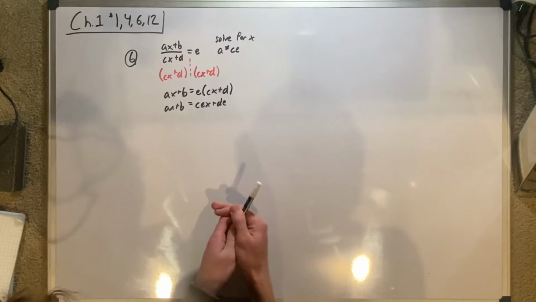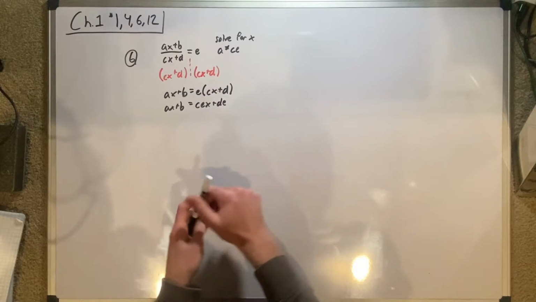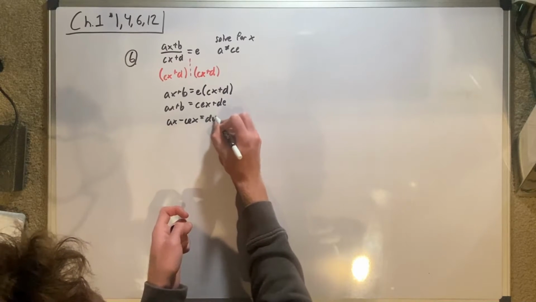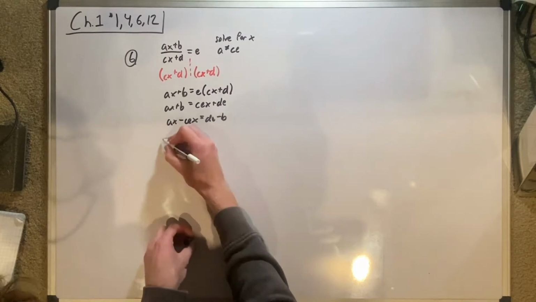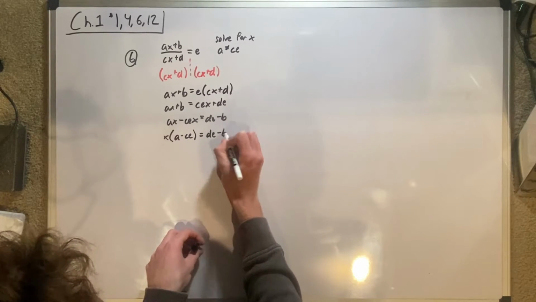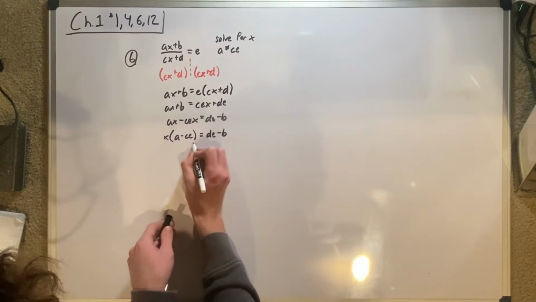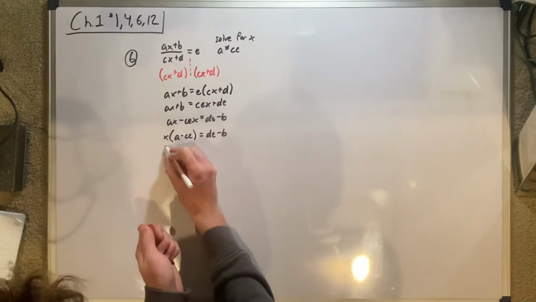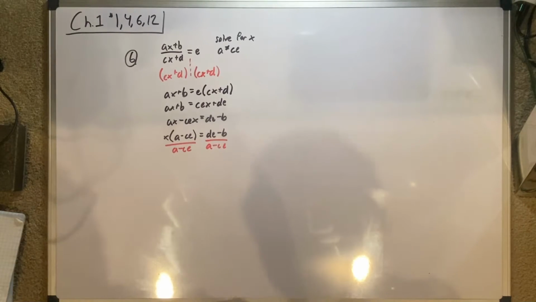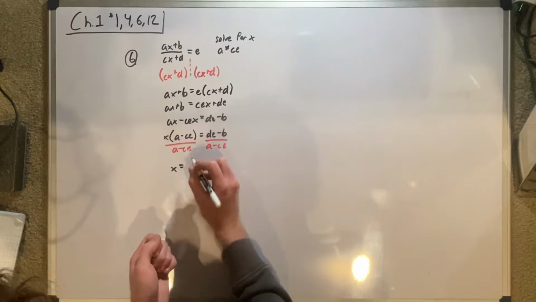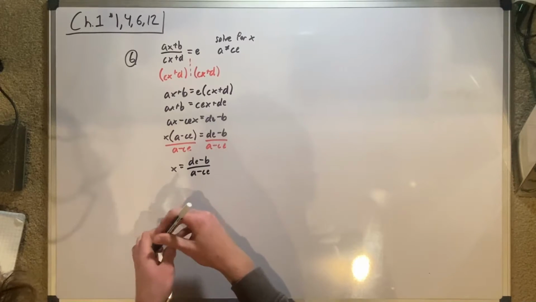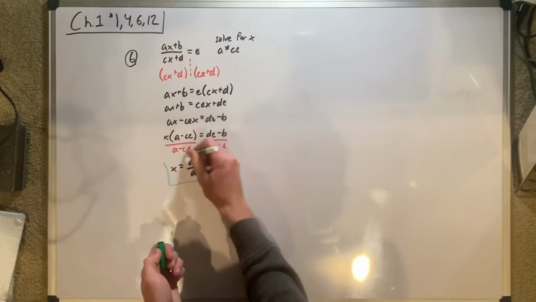Now let's get all the x's on one side so we can reverse distribute them all out. Ax minus cex is equal to de minus b. Now let's reverse distribute: x times a minus ce is equal to de minus b. Now let's divide out our a minus ce. Those would cancel. x is equal to de minus b over a minus ce. And that would be our total answer.